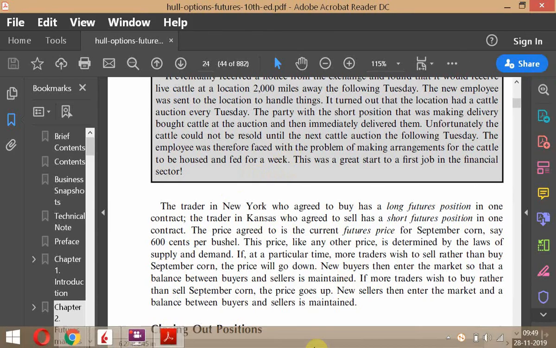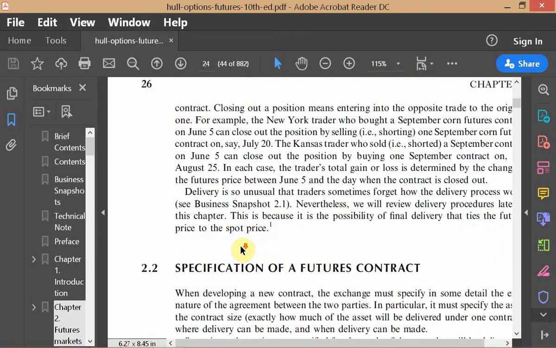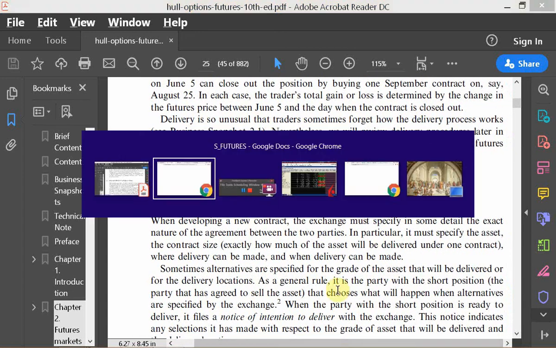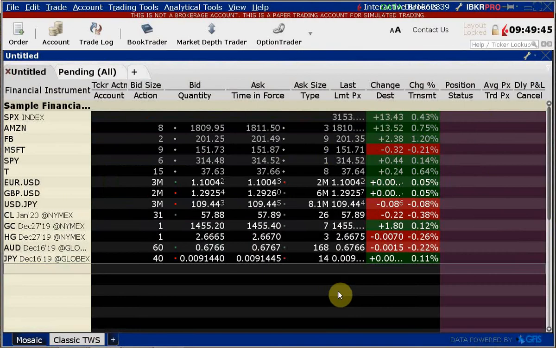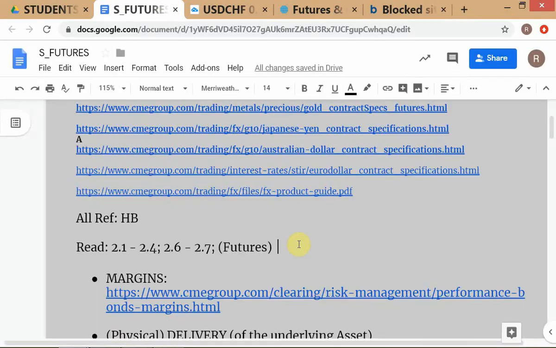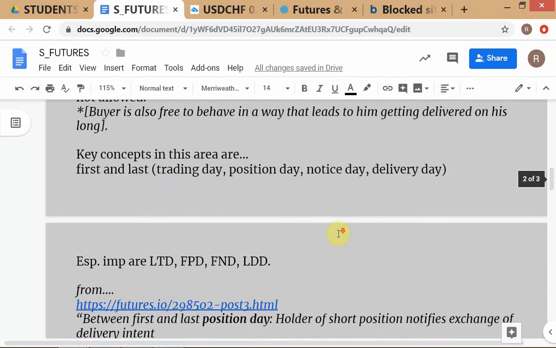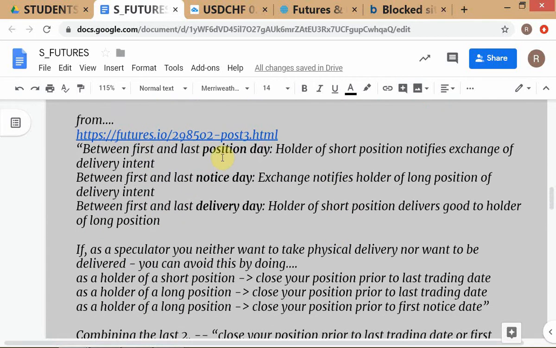Okay, so now we go back to our futures contracts that we were studying. So please remember what we were studying here. The important things we studied here are the three important dates: last position, first position date, first notice date, and first and last delivery date. You really have to be more concerned about the last delivery date if you're making delivery.